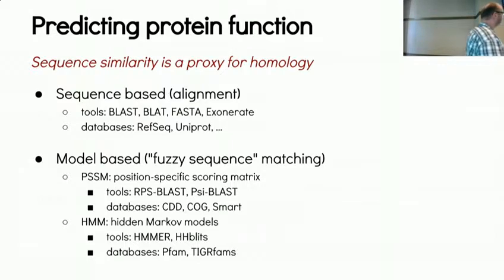I'm not going to go into details. There's lots of different tools and databases where people have built protein families, things like PFAM and TIGRFAM. So these are kind of more sensitive but slower. These are faster but less sensitive.